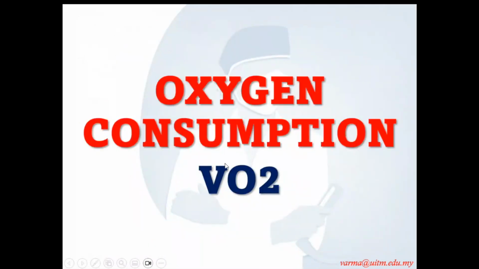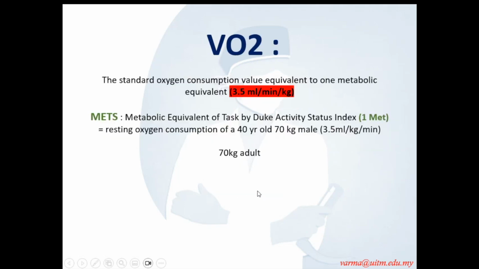So next we move on to the next equation, oxygen consumption. This is another equation that you must know. So what is oxygen consumption? Oxygen consumption is the standard oxygen consumption value equivalent to 1 metabolic equivalent. This is what we call your METs. When you do your pre-op assessment and talk about METs, this is what we mean.